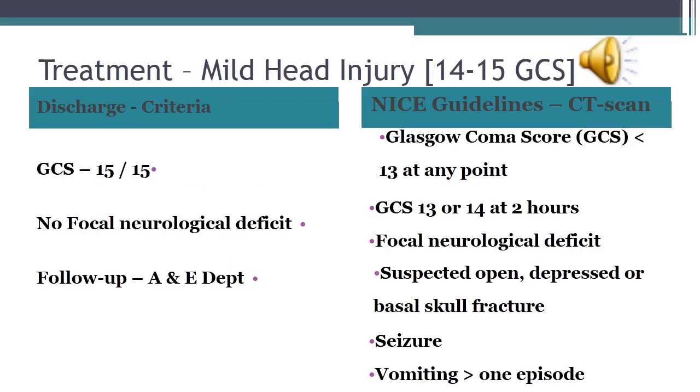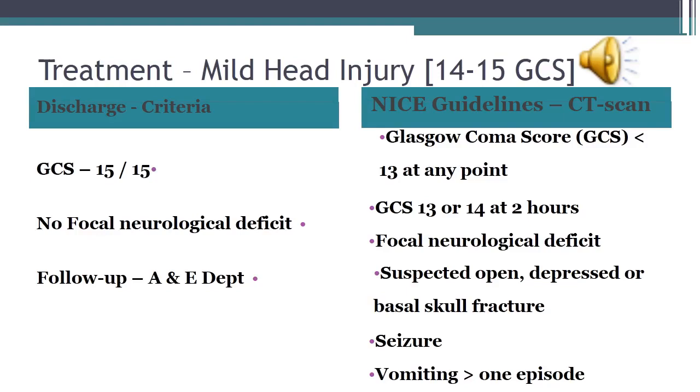Treatment of mild head injury, that is the Glasgow Coma score between 15 and 14. There are criteria for discharge. We can discharge the patient to the home safely if the Glasgow Coma score is 15 and there is no neurological deficit, and we can follow the patient at the accident department or at the emergency department.